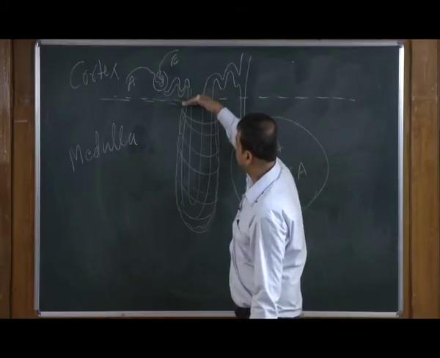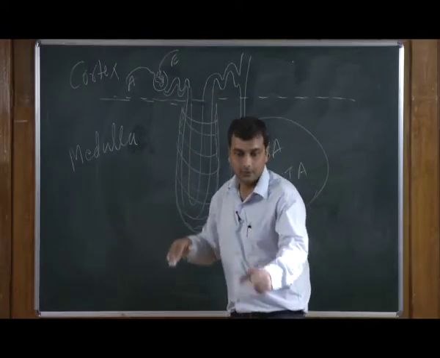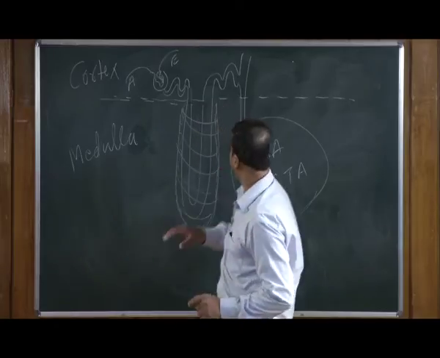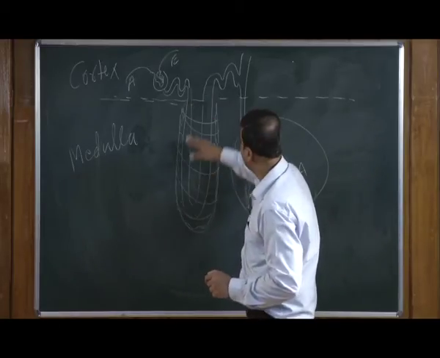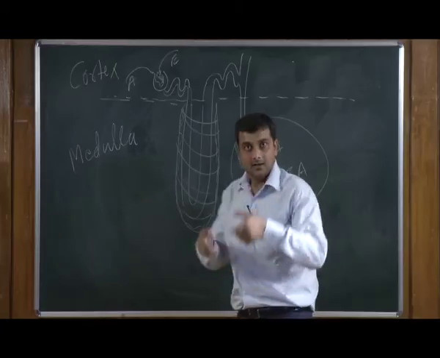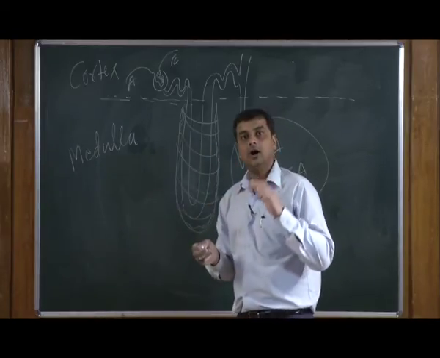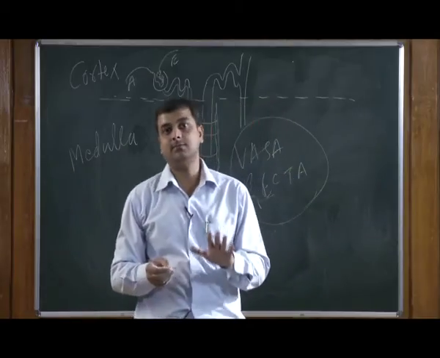So, in the cortical nephrons, if you go back to the slide once again, the length of the Henle's loop is very short in case of cortical nephron. If the length of the Henle's loop is very short, that means there is no Vasa recta or maybe very little. But in case of juxtamedullary nephrons, we have a huge Henle's loop. So, because of this region, your Vasa recta is always present in case of juxtamedullary nephrons.